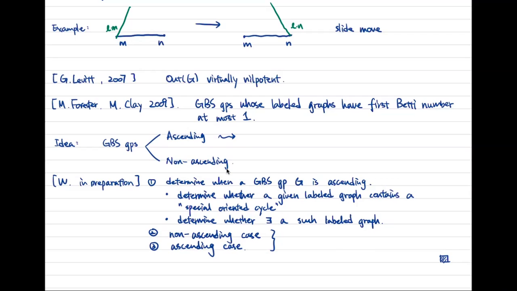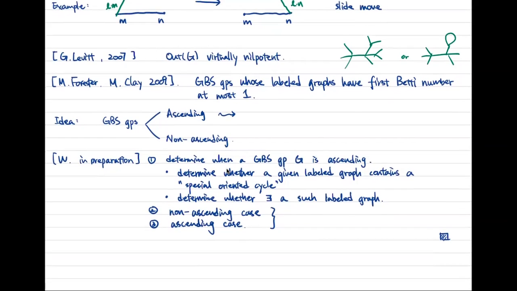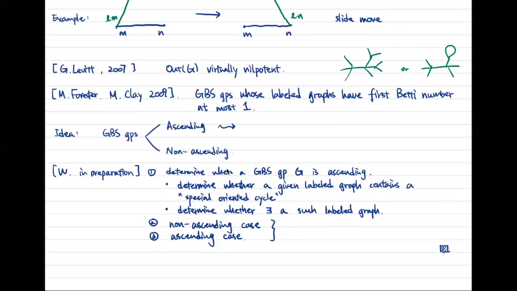So in this case, because the first Betti number is at most 1, you can have at most 1 loop. So your labeled graph is just some trees, or you can have some loop here, but only 1 loop. Okay, so these are some current results on the isomorphism problem of GBS groups.